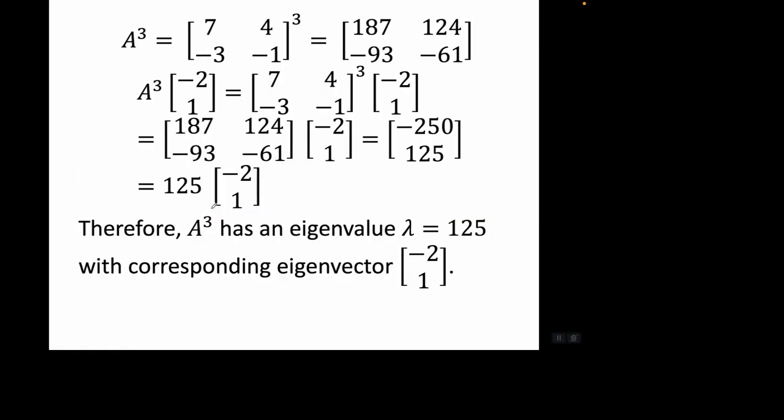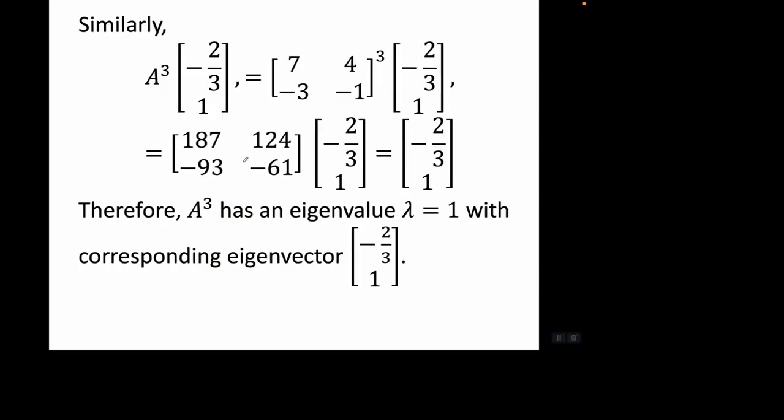Let's confirm this. A cubed looks like this. When you multiply it by (-2, 1), notice what you end up with. Do all the math, and you end up with (-250, 125), which is 125 times (-2, 1). Therefore, A cubed has an eigenvalue lambda equals 125 with corresponding eigenvector (-2, 1). Similarly, A cubed times this vector just works out to be 1 times (-2/3, 1). It works out nicely. Therefore, A cubed has an eigenvalue lambda equals 1 with corresponding eigenvector (-2/3, 1).